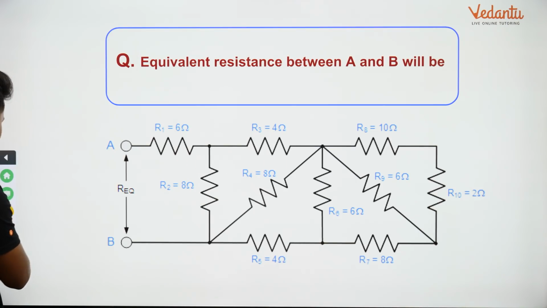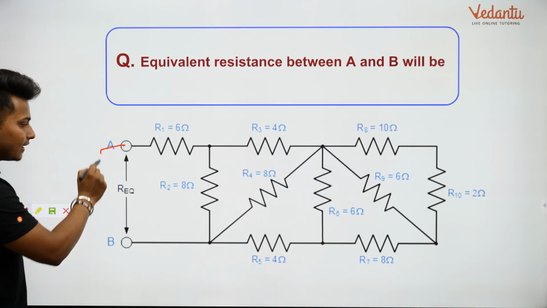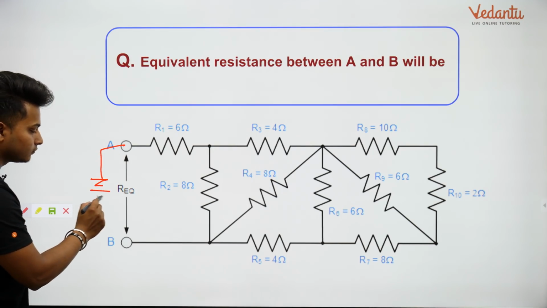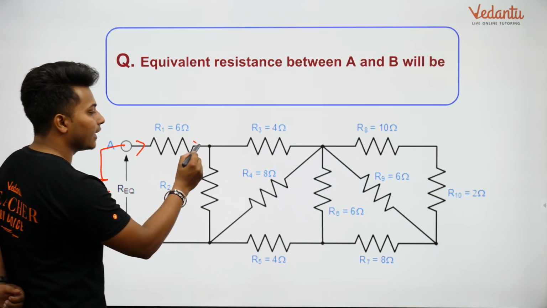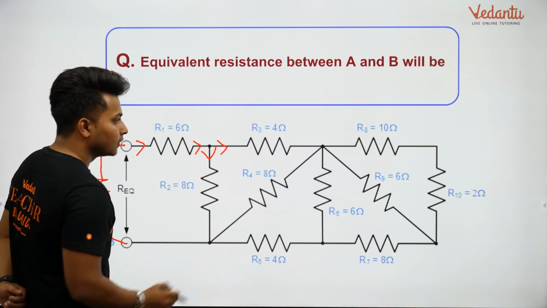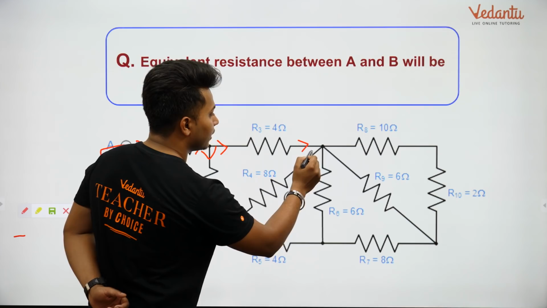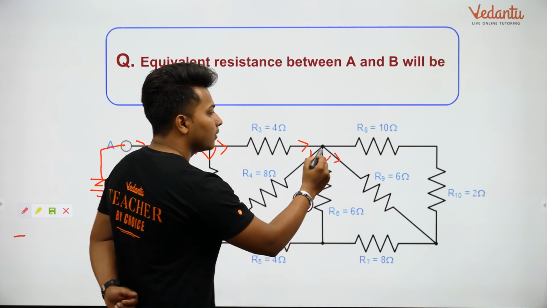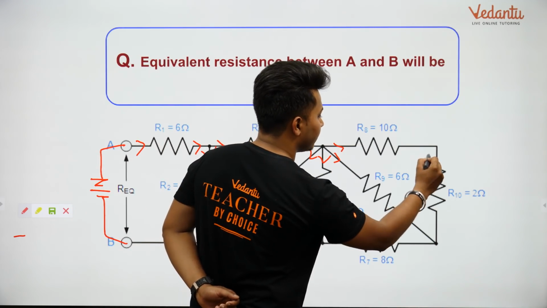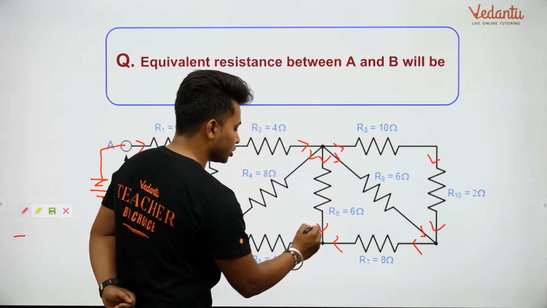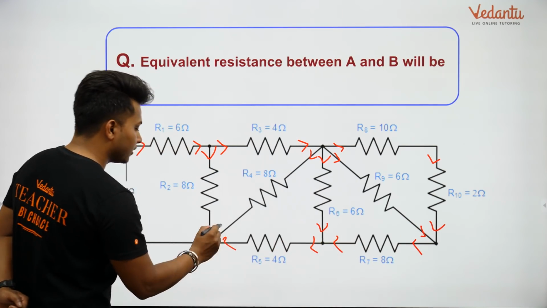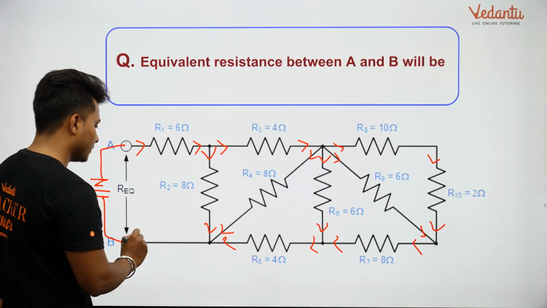Yes, so we are back to the question. 2 points A and B connected to a battery. Current starts flowing, passes through R1, enters here, divides into 2, passes through R4, divides into 3, and this current comes here and reaches there, here, combine there, reach here, combine back here, and get back to the battery.